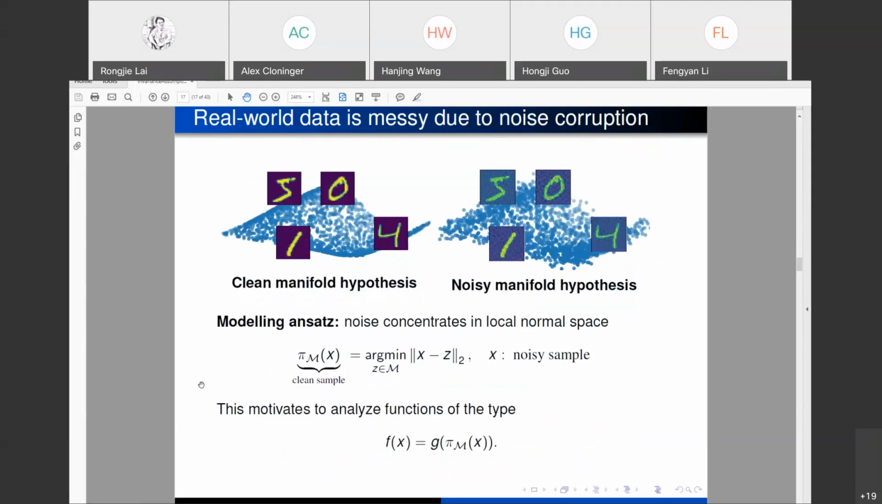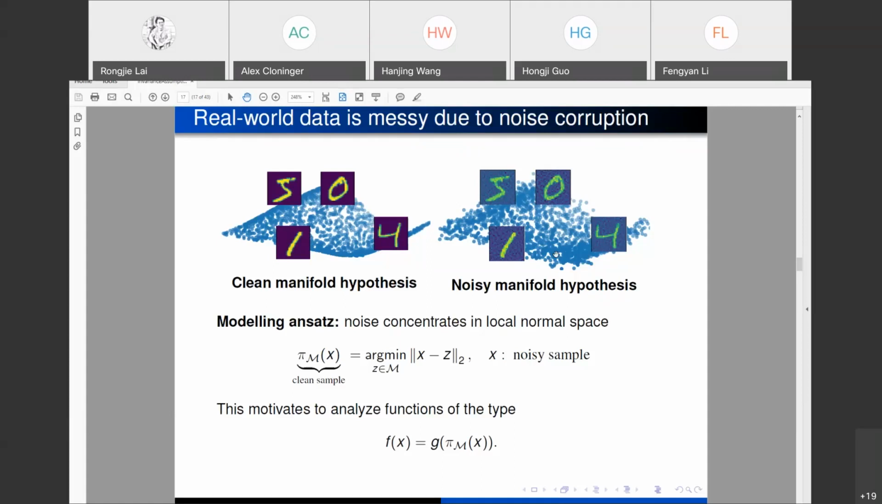What is the model I want to think about? So I want to think about things that aren't nice. One version of that is that real-world data is messy due to noise corruption, right? So you can't always assume you have a quote-unquote nice, smooth manifold. You might have a noisy manifold in which you have data that is concentrated near a low-dimensional manifold, but not on it. There's a lot of noise in various directions and various sizes, okay?